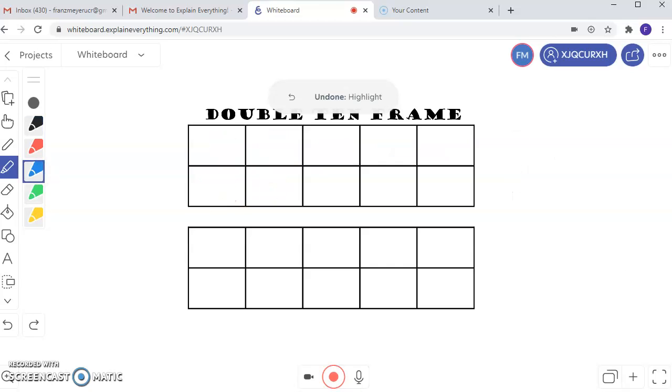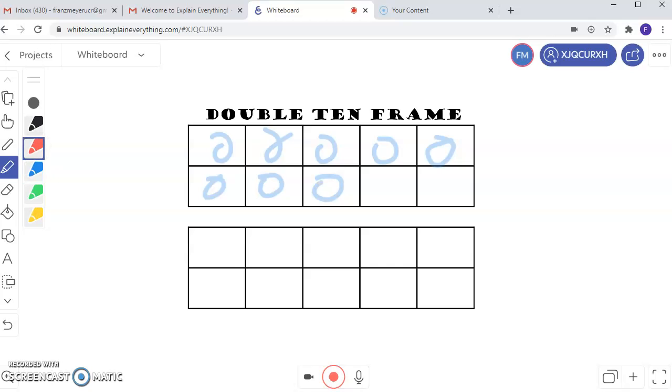For this one, we're going to use both 10 frames. So let's fill out 8 blue circles. 1, 2, 3, 4, 5, 6, 7, and 8. And this time, let's add 6 red circles. 1, 2, 3, 4, 5, and 6. All right. So let's look at it and let's add them all together, okay?